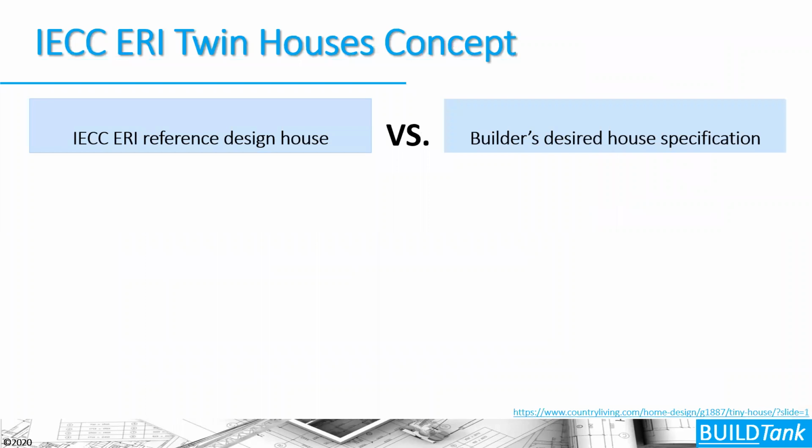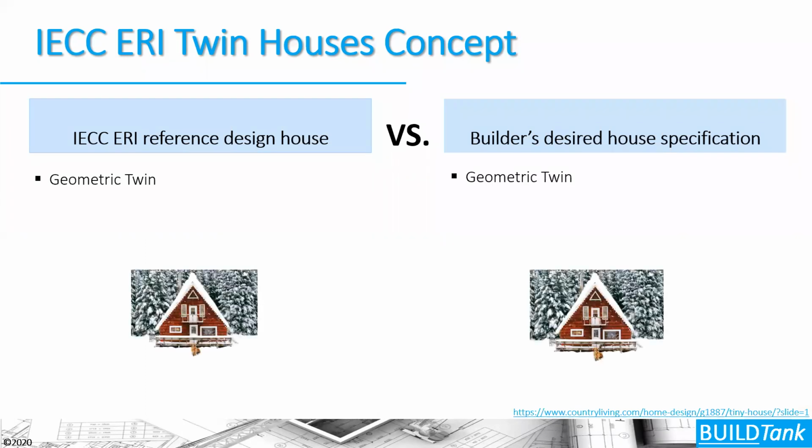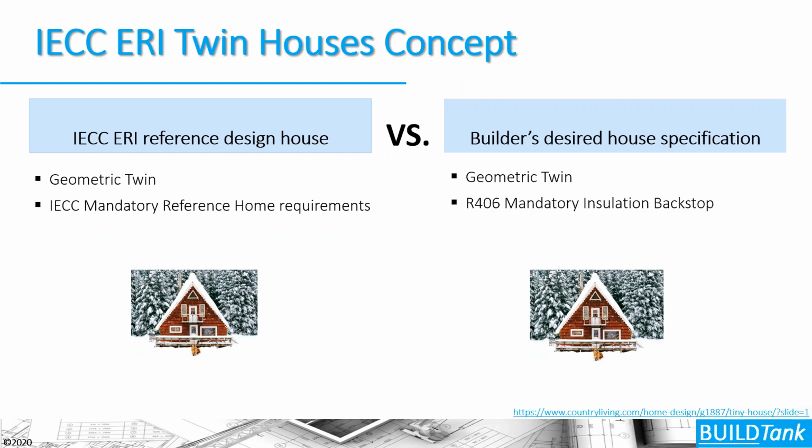Okay, so basically the software is doing the same thing that it's doing for the UA path and the simulated performance path by creating a reference home and a home that we're looking at, or a rated home that we're looking at for code compliance. They're geometric twins of each other. The IECC mandatory reference home requirements are overlaid on the reference home. The builder has to deal with a new concept called the mandatory installation backstop, which I'll tell you in a second, and other mandatory requirements in the code here.